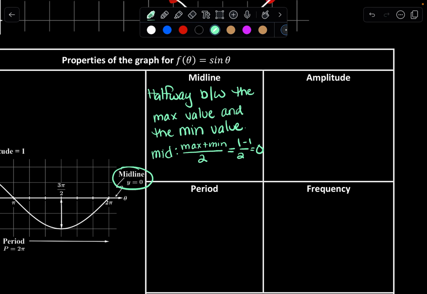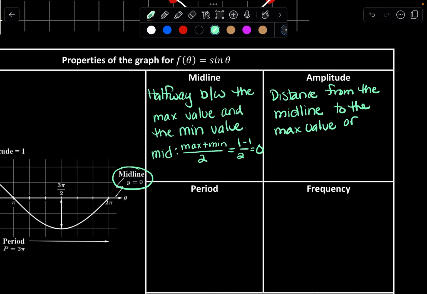Now your amplitude, that is going to be the distance from the midline to the max value or the min value, the minimum value. And there is a formula for this one as well. Your amplitude will be the max minus the min divided by 2.